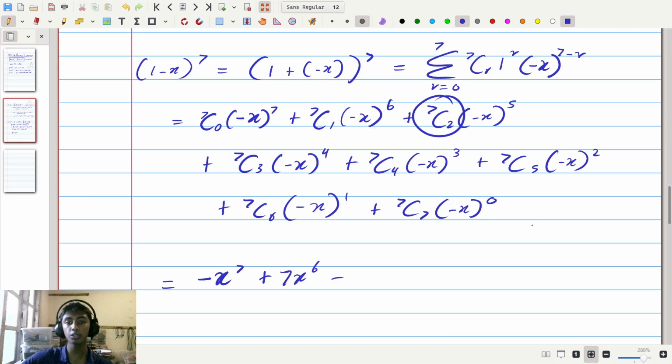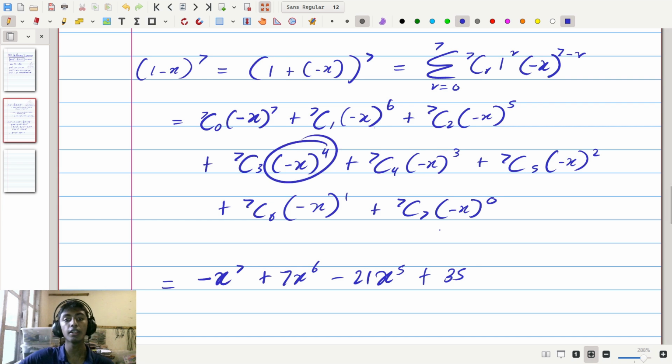We're going to have 7 choose 2, which is 21, times negative x to the power of 5, which is going to be negative x to the power of 5. The next term after that is going to be 7 choose 3, which is 35. It's going to be a positive number since the power of the negative number is even. So we have plus 35 times negative x to the power of 4 is just x to the power of 4.